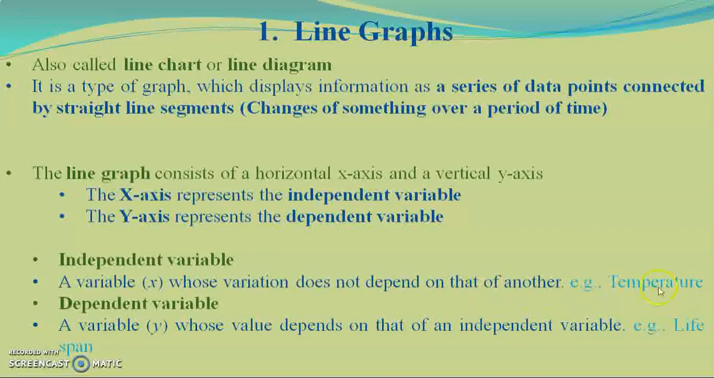So the climatic factors are good examples for independent variable, and the life parameters of organisms are examples for dependent variable. Here you can see the lifespan. Lifespan of many organisms is dependent on the temperature. So the variable whose value depends on the value of an independent variable is called the dependent variable.